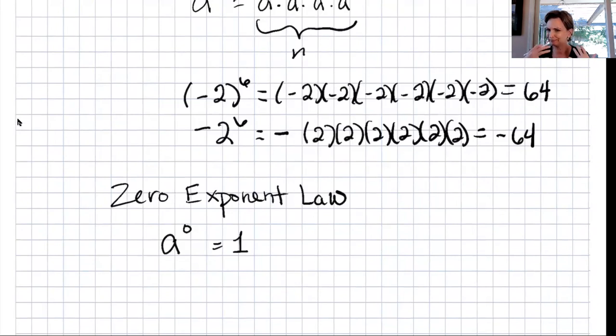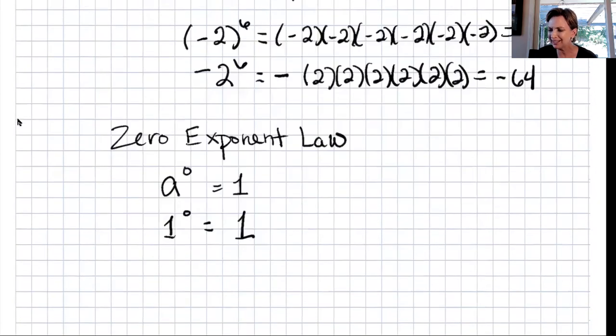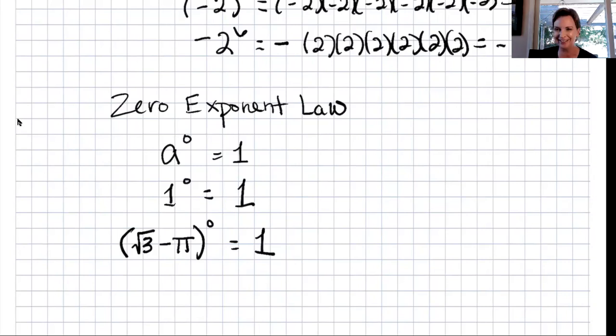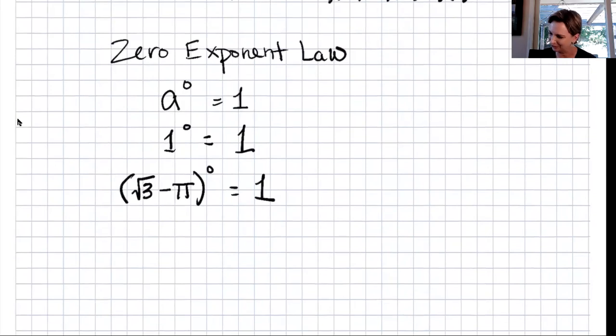So I could have, I don't know, 1 to the power of 0, and that's going to equal 1. But I could also have something really super complex in there. I could have, say, the square root of 3 minus pi to the power of 0. That's a lot more complex. That would still equal 1. Any base to the power of 0 is going to be 1. And that's our zero exponent law. That's our favorite one. We love that one. Wish we had it more often than we do.